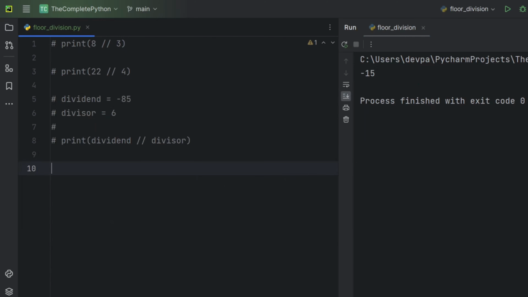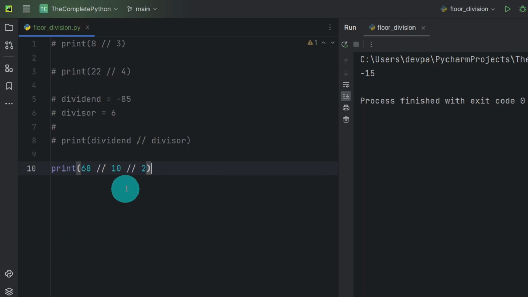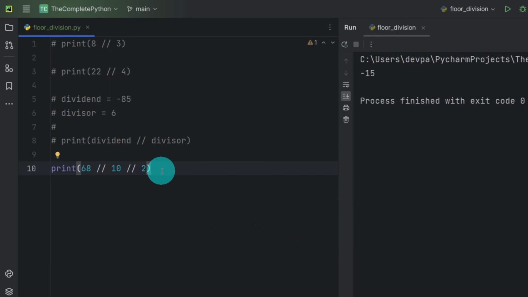We can also combine multiple floor division operators together. We can write 68 floor division 10 floor division 2. Here we have used multiple floor division operators together. Now in order to evaluate this expression, since we have same operators, we have to consider operators associativity. In our earlier section, we have discussed about operators precedence and associativity. Associativity of operators tell from which direction we have to evaluate the operators.